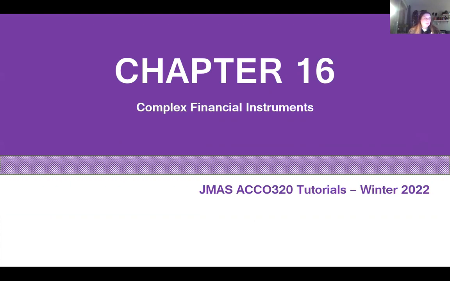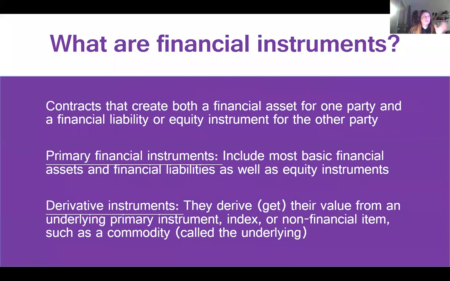So we're talking about complex financial instruments, so mainly derivatives and convertible bonds. We're still talking about financial instruments. It's just that now we're really focusing on derivative instruments. And what derivative instruments are is that they get their values from an underlying financial instrument. So it's most likely a contract.